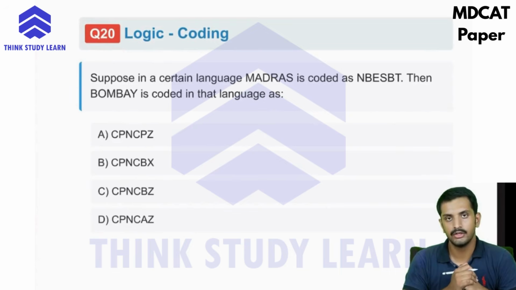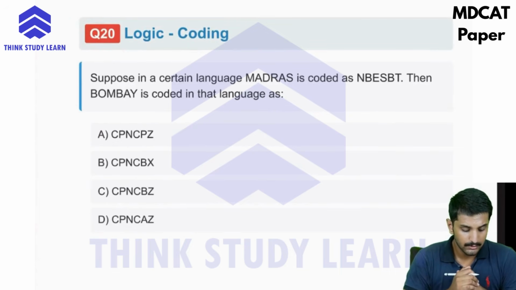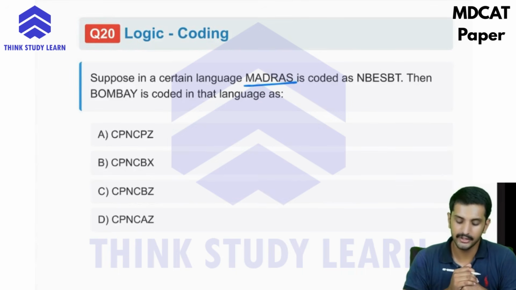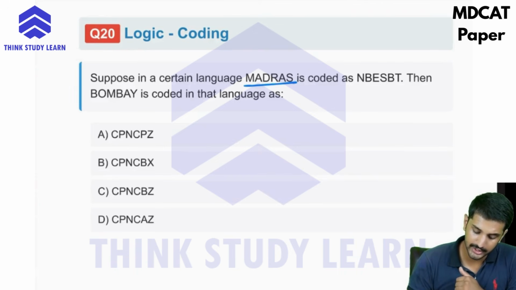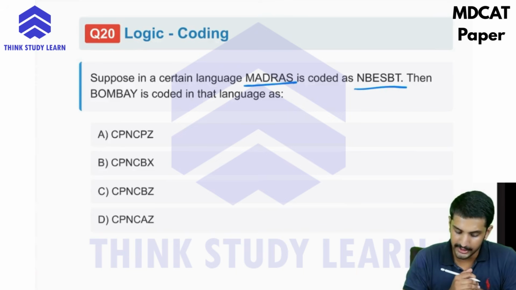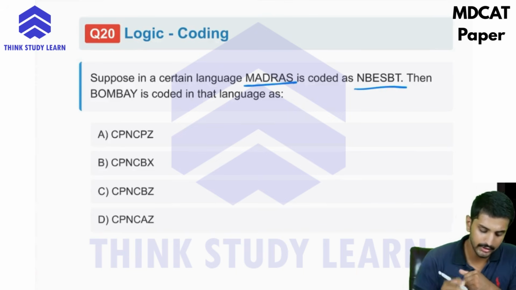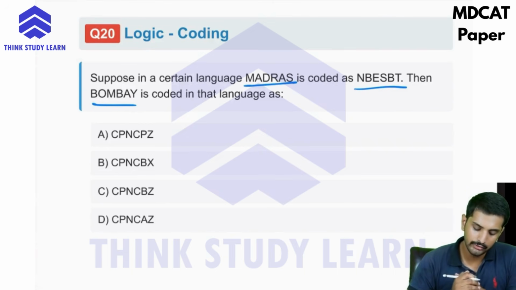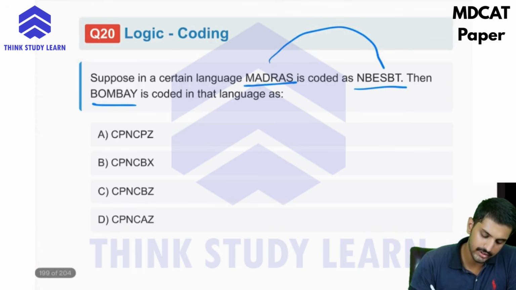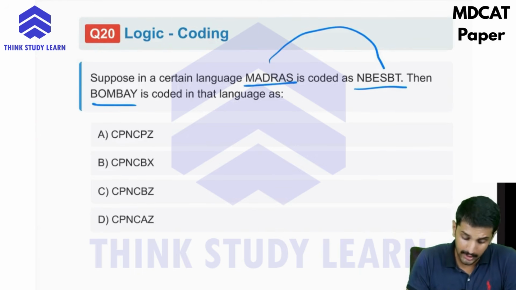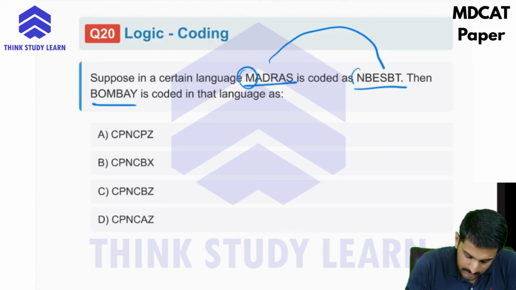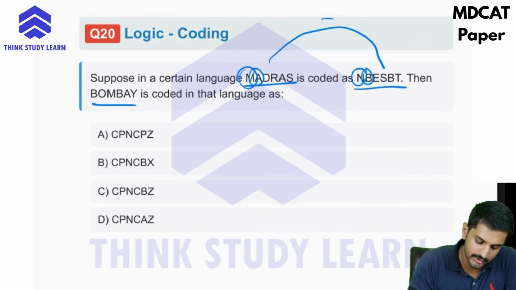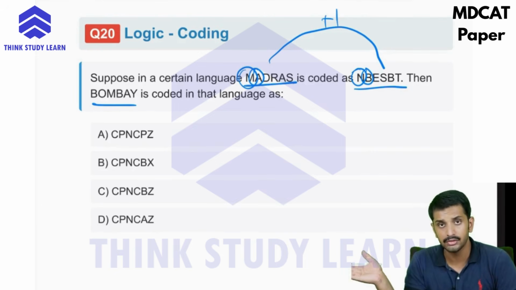It is from the logical reasoning section. Suppose in a certain language, Madras, by the way, Madras is a city in India, is coded as NBESBT. Then Bombay is coded in that language as. So Bombay, another city of India. If you look at these two, we can see M became N, A became B. So basically they are shifting one position to the right.